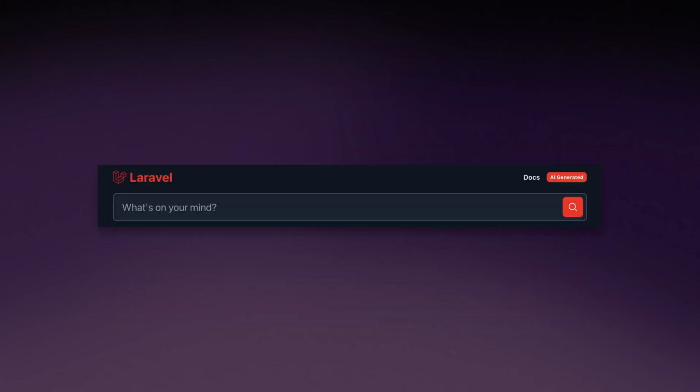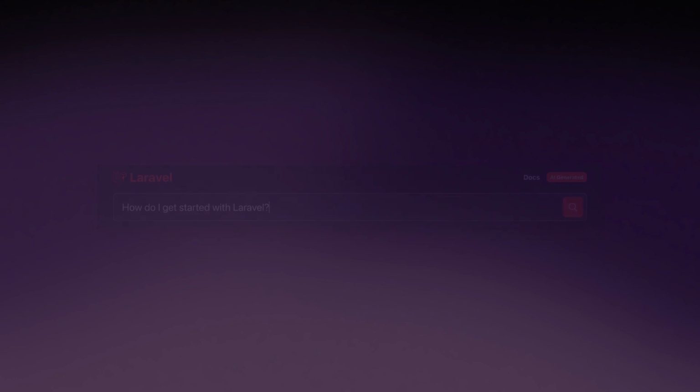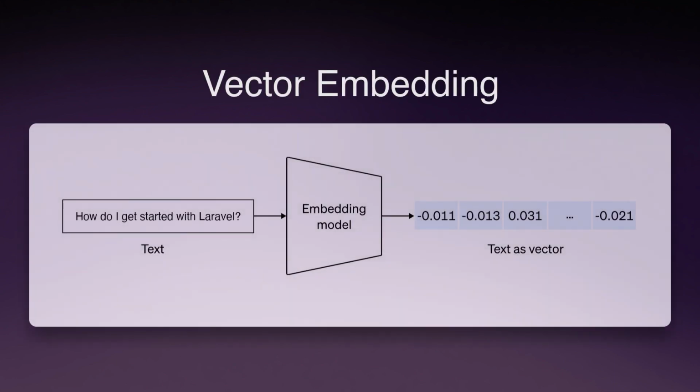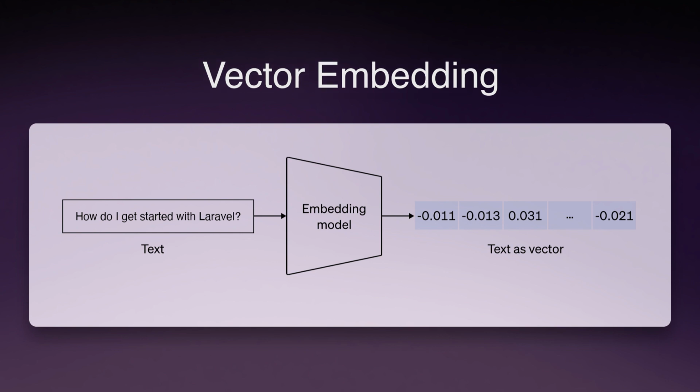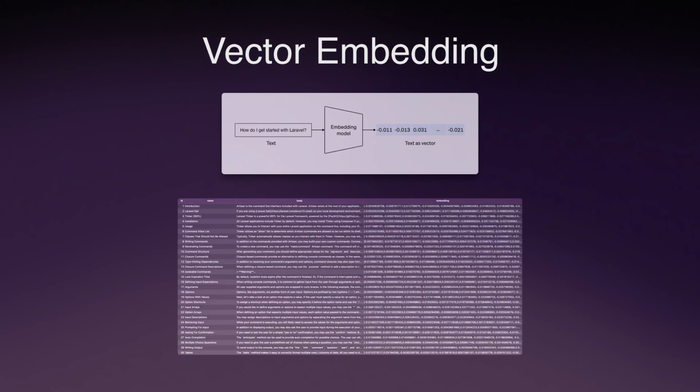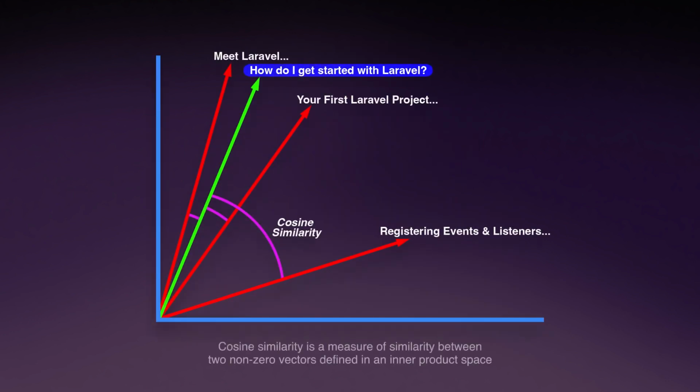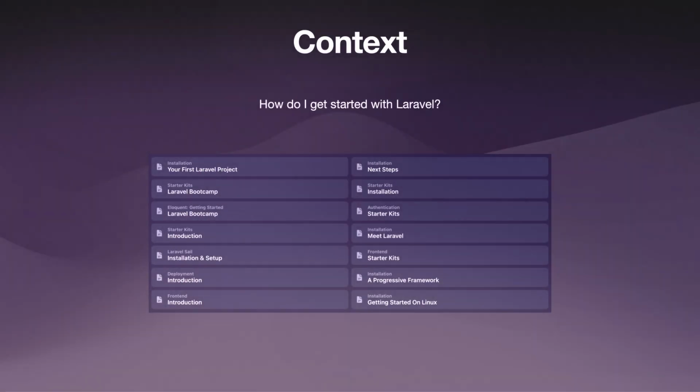When a user types in a question, for instance, how do I get started with Laravel? What we do is take that question and we send it to the embedding endpoint and get a vector embedding of it. Now that we have vector embeddings of both the question and the catalog of Laravel documentation, we can do a similarity search of the question to our catalog given a certain threshold. We'll then pull all of those sections out and use that as context.